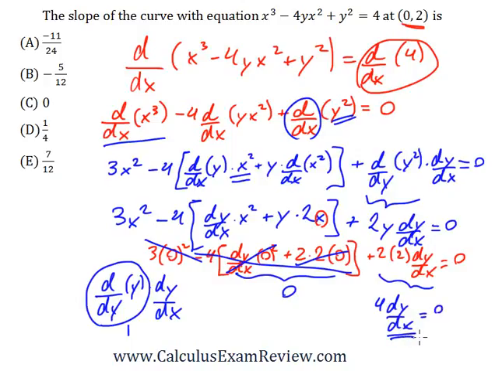We want to isolate dy/dx. So we just divide both sides of the equation by 4. So the 4 is gone, and we have the answer. C.